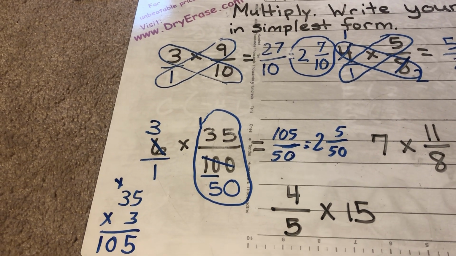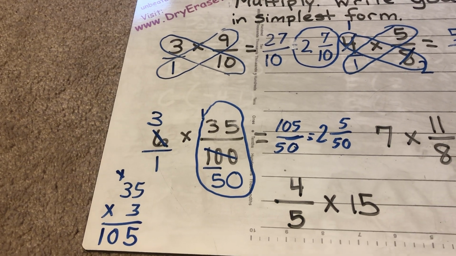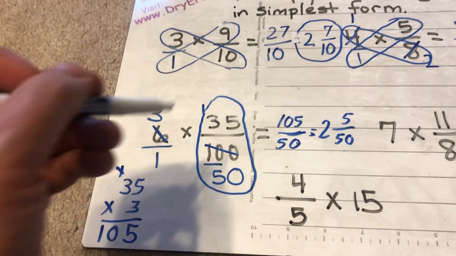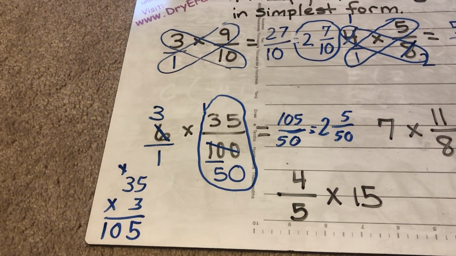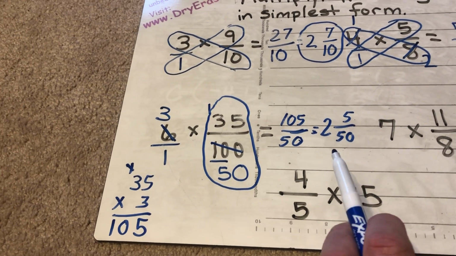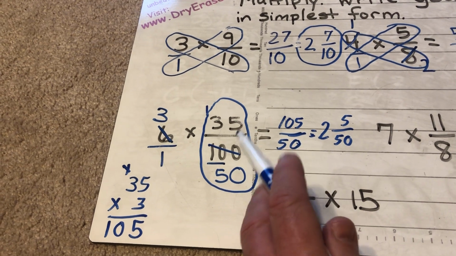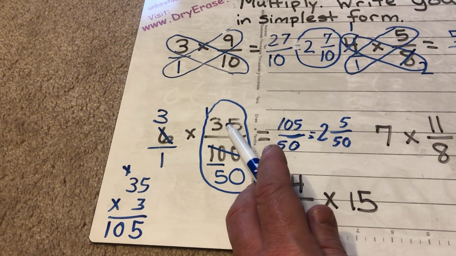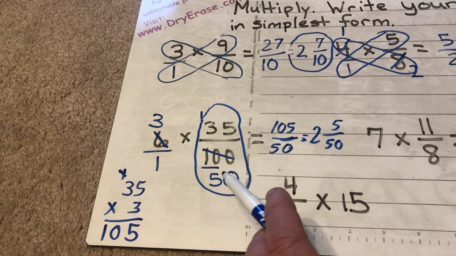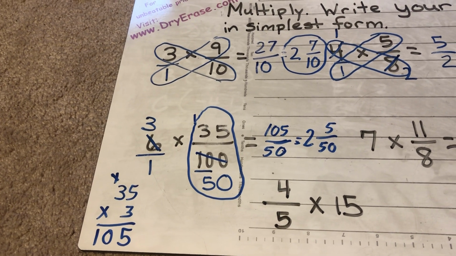As long as you simplify it correctly, it will still be the same answer. So you get 35 over 50. All right, and if I was to simplify that, it'd be 7 over 10, because I could divide them both by 5. 35 divided by 5 is 7. 50 divided by 5 is 10.